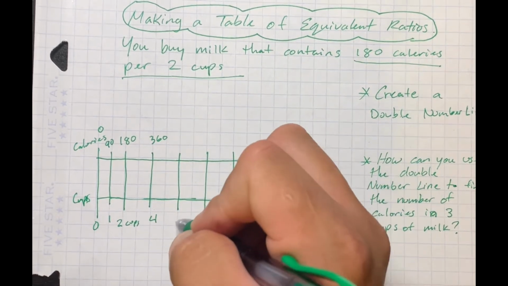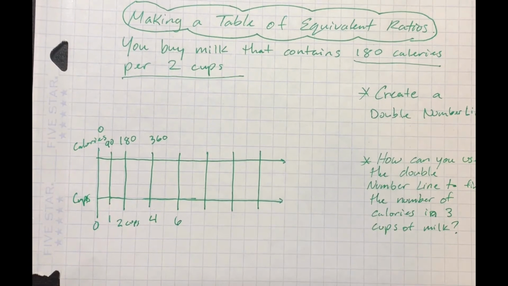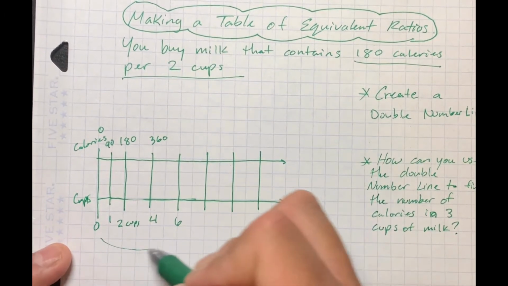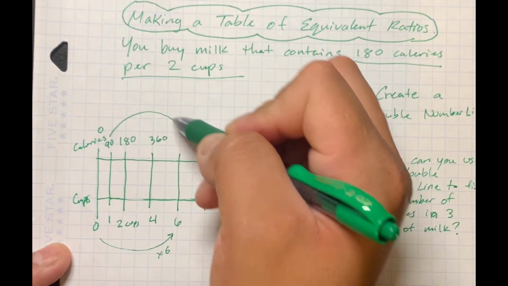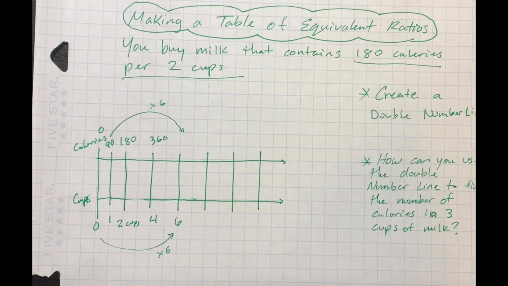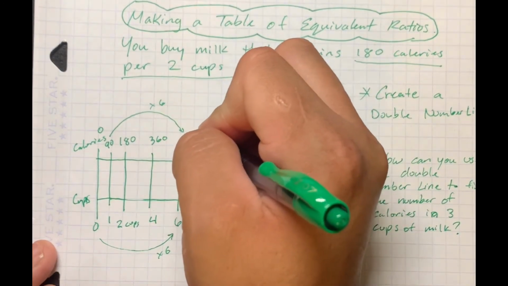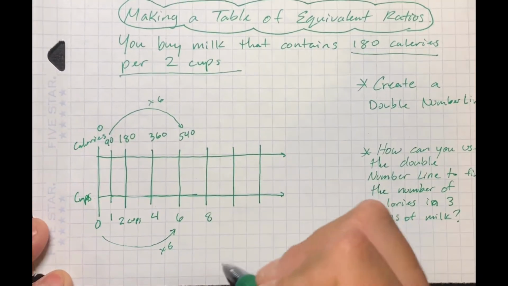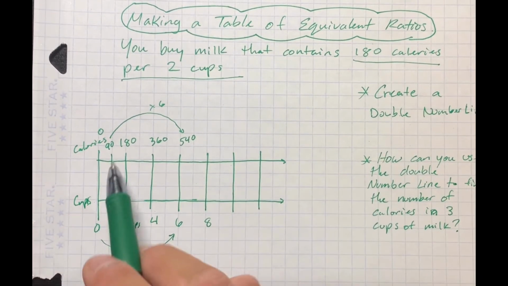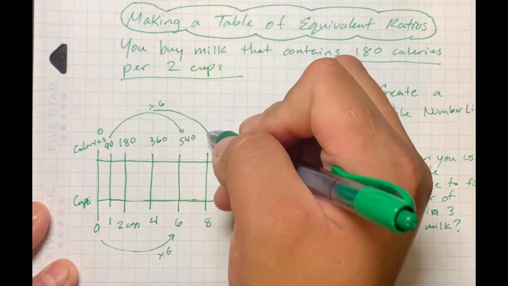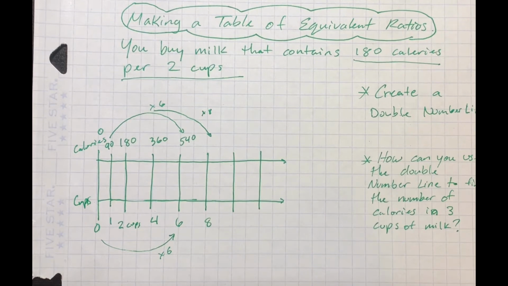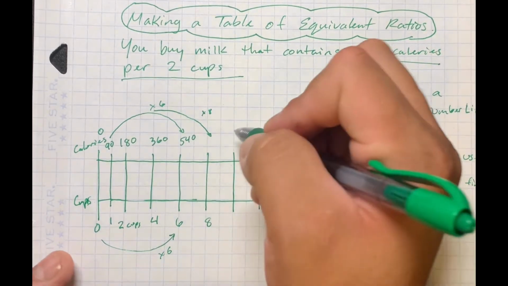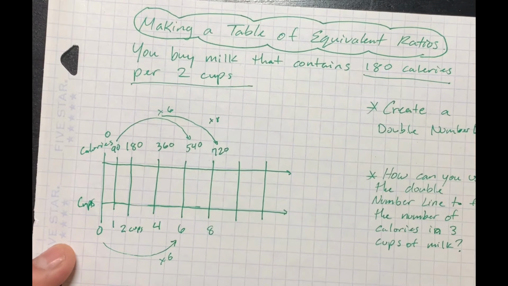So what if we have 6 cups of milk? Well, in that case, we just multiply by 6. So we multiply 90 times 6. Okay, so 90 times 6 would be about, rough estimate, 540 calories. Okay, what about 8 cups of milk? We multiply 90 times 8 to get 8 cups of milk. So 90 calories times 8 cups of milk, you'll have 720 calories.